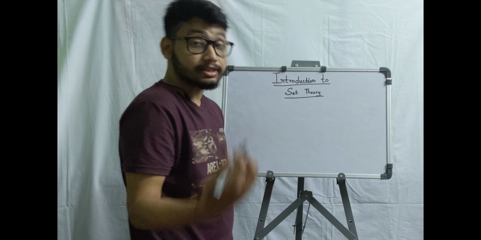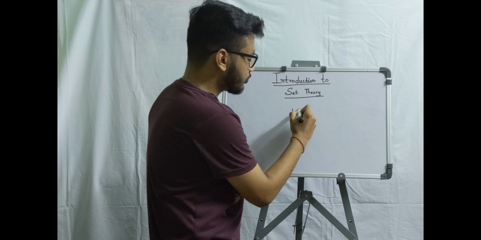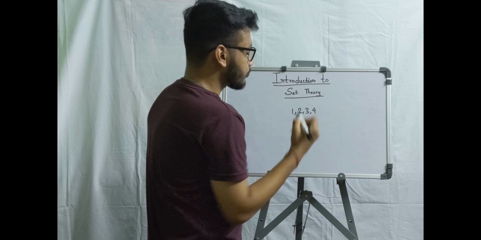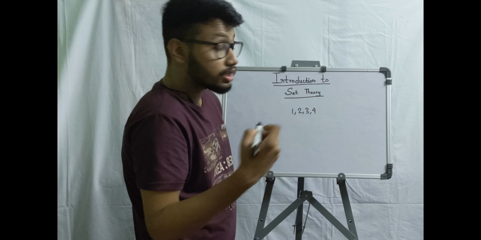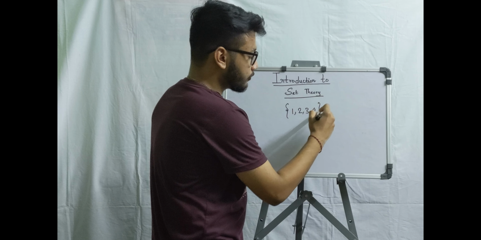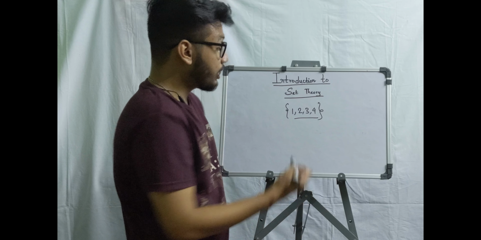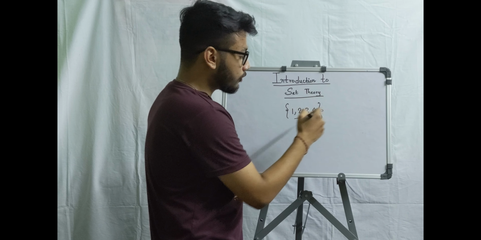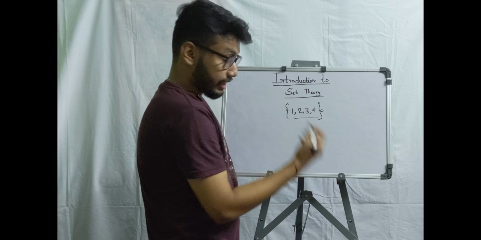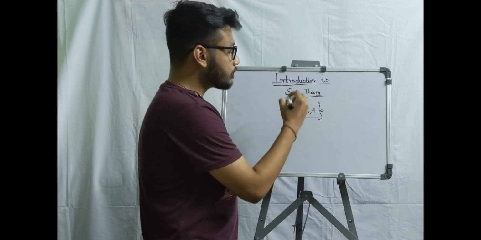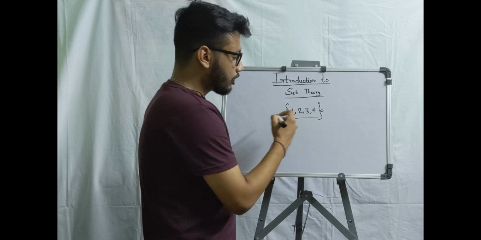So what do I mean by a set? First let me write out four numbers 1, 2, 3 and 4. You can see I have written four numbers 1, 2, 3 and 4. Now if I put curly brackets over here, we call it a set. Why? Because it becomes a collection of a group of numbers. So what is a set? A set is nothing but an unordered collection of objects, or group of objects.